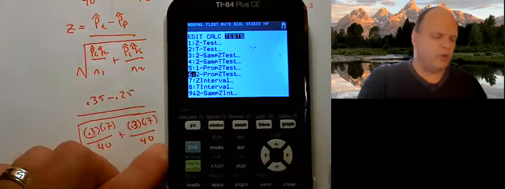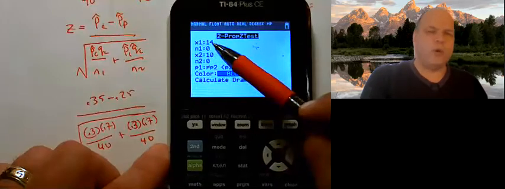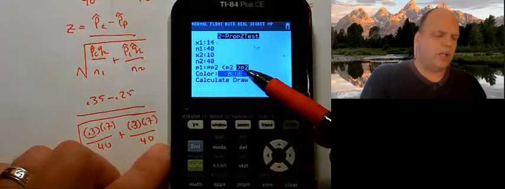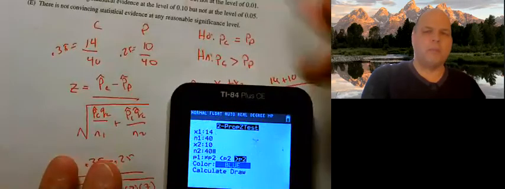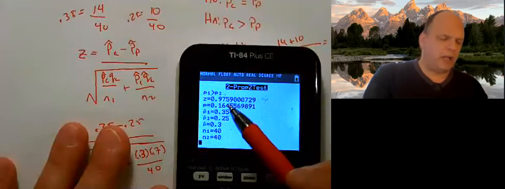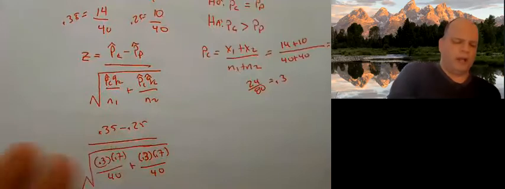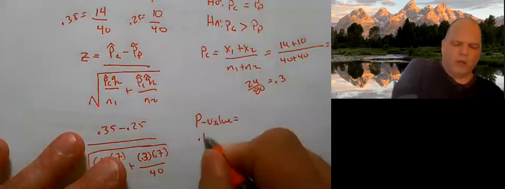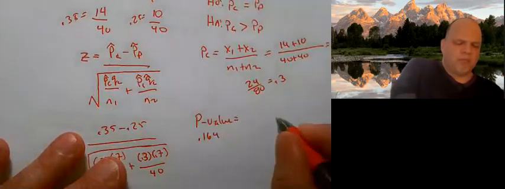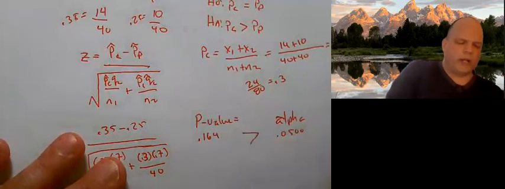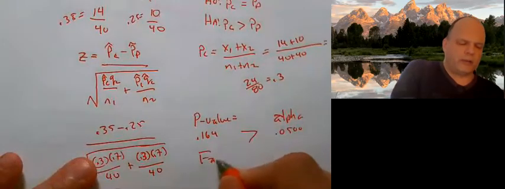We have two proportion z-test, and we have 14 out of 40. Then we have 10 out of 40. And we said we needed a greater than, and we calculate, and we get a pretty large p-value. We get a p-value equal to 0.164. If we take a standard alpha of 0.0500, this is greater, so we're going to fail to reject.